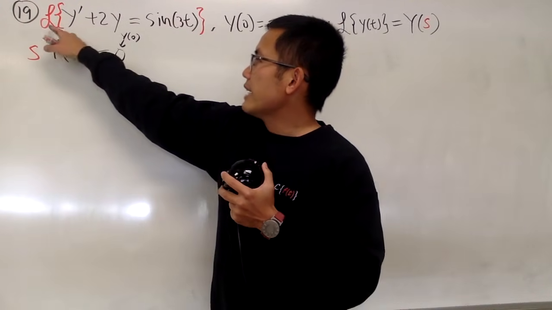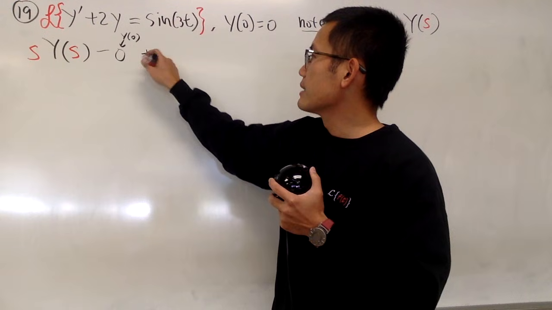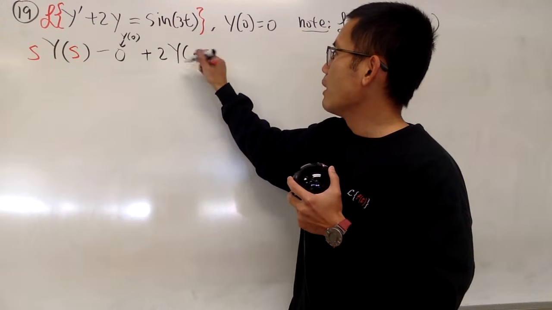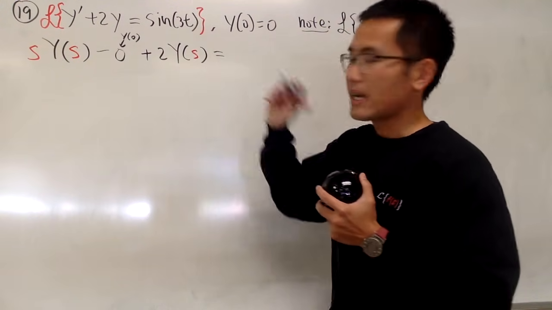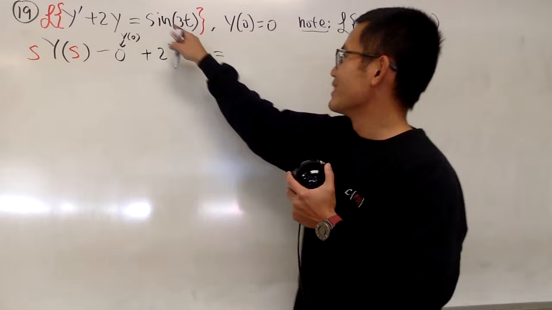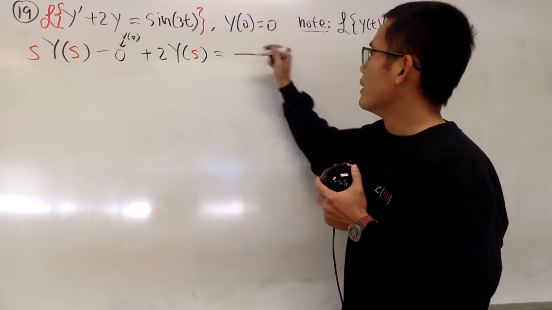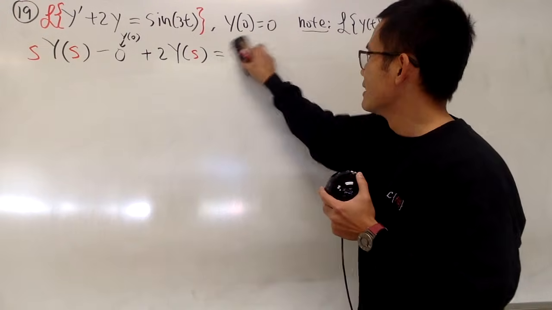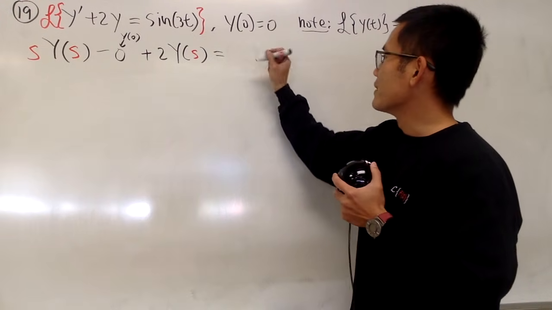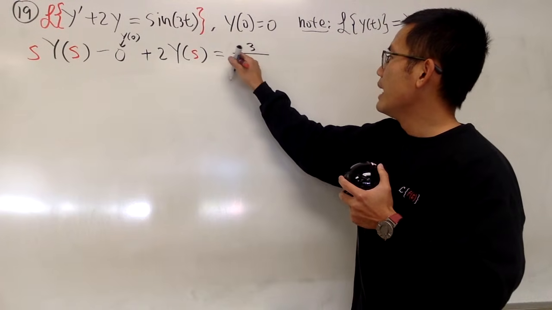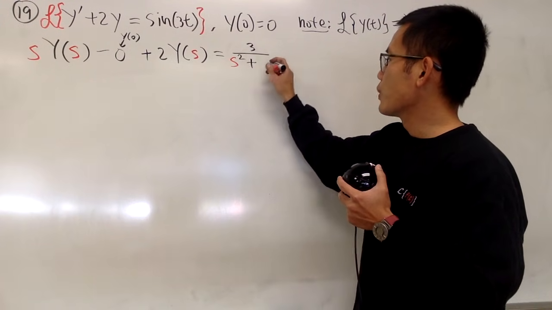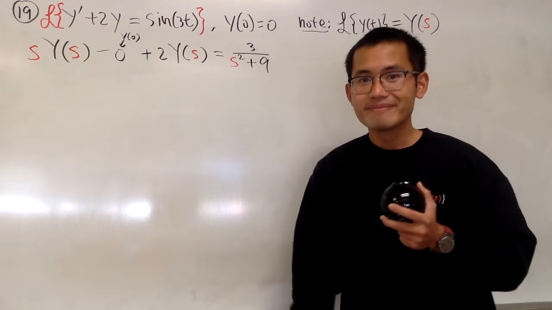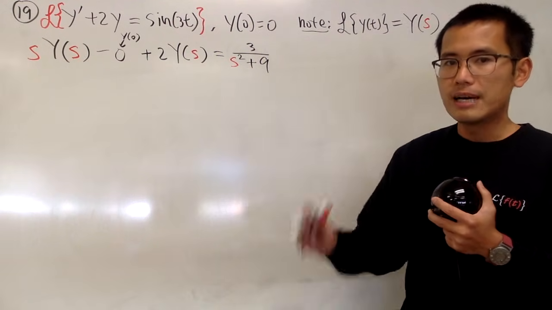Next, take the Laplace of 2y, you get plus 2 capital Y of s, like that. Next, we have this. You get this right here. It's the b value, which is 3. Oops, it shouldn't be in red. This is the 3, so I have the 3 right here over s squared plus 3 squared, which is 9, like that. All right, so that's pretty much the first step.